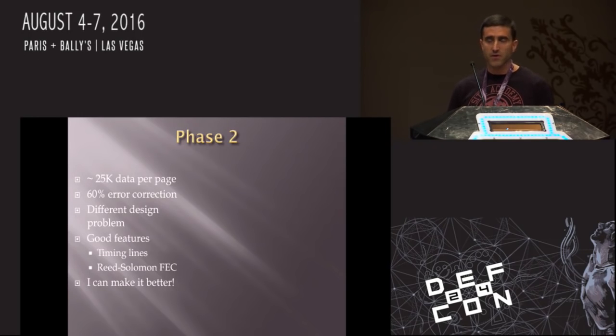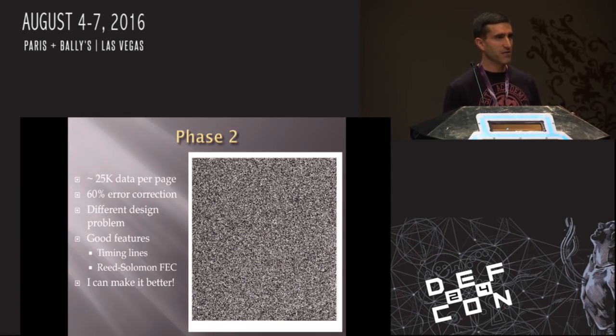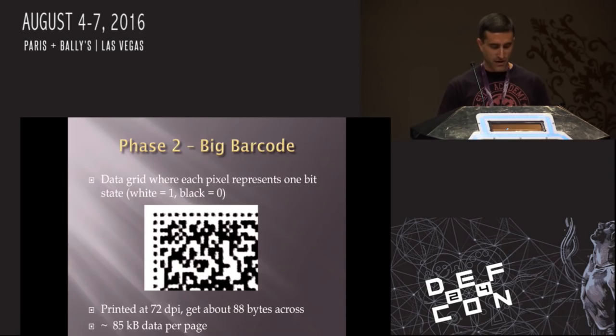I took some features from these barcodes, timing lines, in order to help locate the data, and Reed-Solomon forward error correction. But I was like, I can make it better for my purposes. And so lo and behold, I generated the 8.5 by 11 inch big barcode. And that's what it looks like. And with that, I can get about 85 kilobytes of data per page. And this is what it looks like up close when you zoom in.